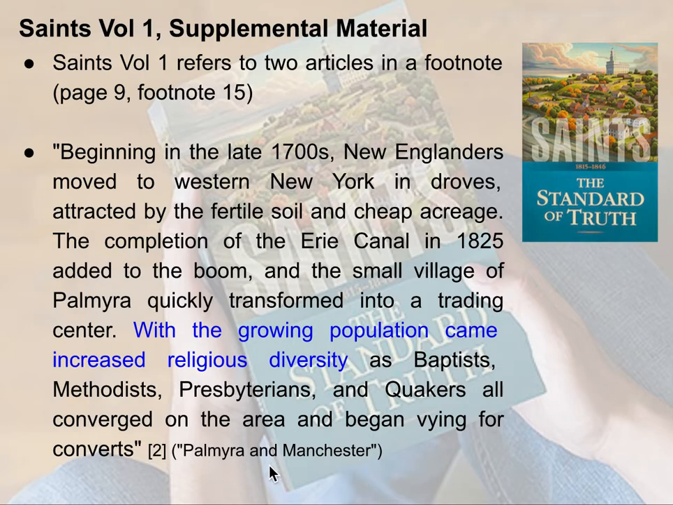So one of the articles, called Palmyra and Manchester, says, beginning in the late 1700s, New Englanders moved to Western New York in droves, attracted by the fertile soil and cheap acreage. The completion of the Erie Canal in 1825 added to the boom, and the small village of Palmyra quickly turned into a trading center. So people like to say Joseph Smith was from a small town. Well, probably Manchester was small, but starting in 1825, Palmyra was no more a small city. So with the growing population came increased religious diversity, as Baptists, Methodists, Presbyterians, and Quakers all converged on the area and began vying for converts.